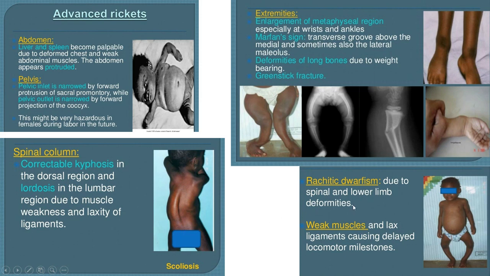And along with this, due to defect of the physeal plate growth, dwarfism also occurs. So it is also called rachitic dwarfism, and the muscle power will be very less, and the ligaments are lax and loose. So it also delays the locomotor milestones due to weak muscles.